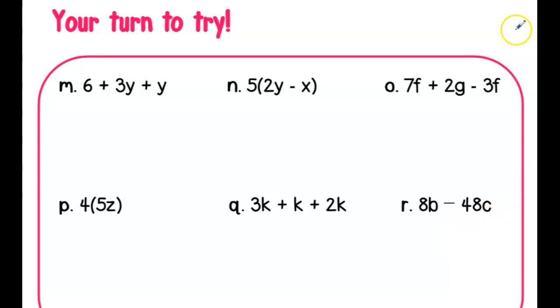Okay, so now I want you all to pause the video for a moment and try these problems on your own, and then you can restart and see how you did.